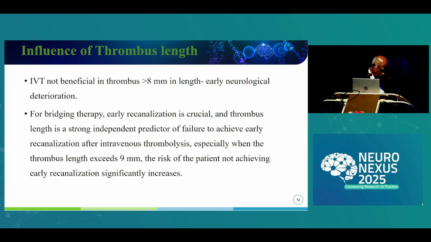They say that intravenous thrombolysis done in patients who have got a thrombus length of 8 millimeters or more seem to have early neurological deficit post-thrombolysis, and hence the authors go to the extent of saying that if the length exceeds 9 millimeters, it may not be prudent to do IVT alone. If there is a requirement, you may have to go for mechanical thrombectomy.